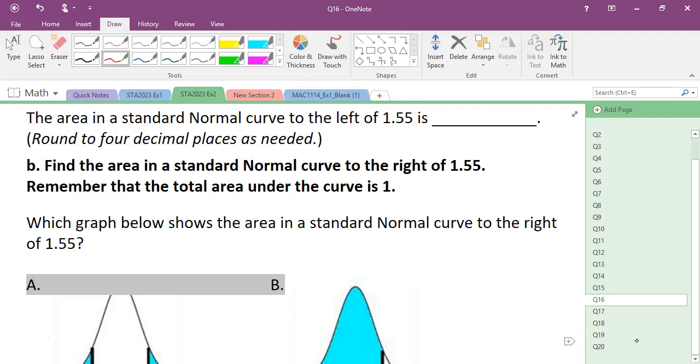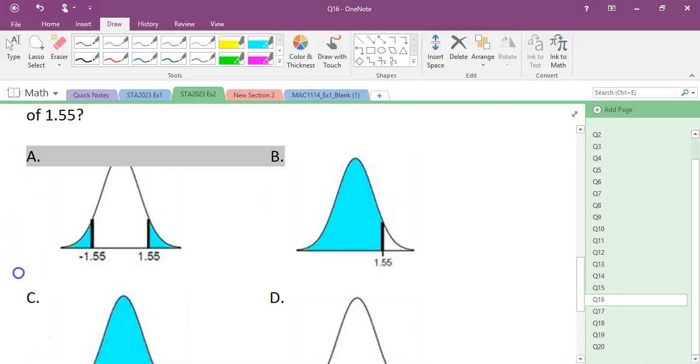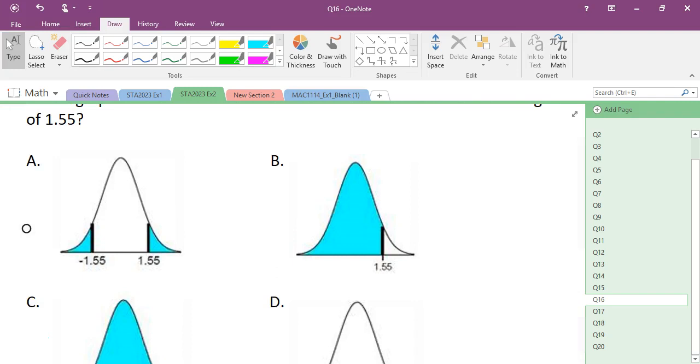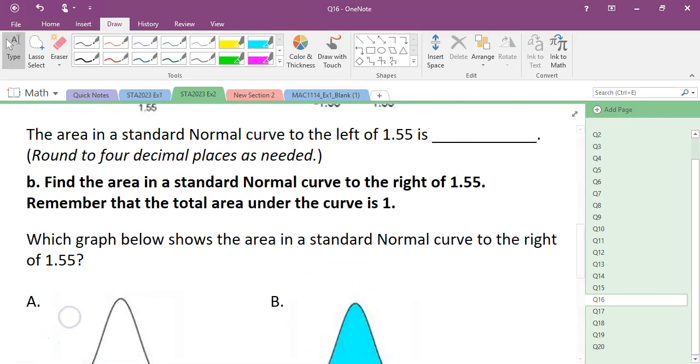From 16 to the end, you're going to be choosing a picture first of what we're dealing with, and then finding that probability. Remember that there are 3 ways you can find the probability: you can use the chart, you can use your calculator, you can use StatCrunch. And remember that I told you in class that I will be giving you the actual z-score chart, so you don't have to worry about that if you like to use the chart.